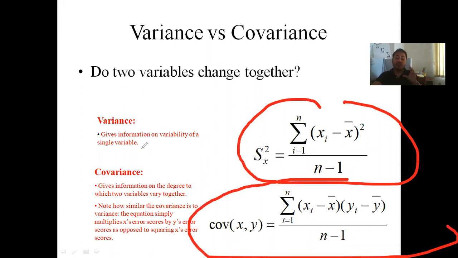So variance gives information on the variability of a single variable, while covariance gives information on the degree to which two variables vary together. In the case of variance, we are considering a single variable and how it varies. In the case of covariance, it gives information on the degree to which these two variables vary together. Note how similar the covariance is to variance. The equation simply multiplies x error scores by y error scores as opposed to squaring x. Very simple from these two equations.